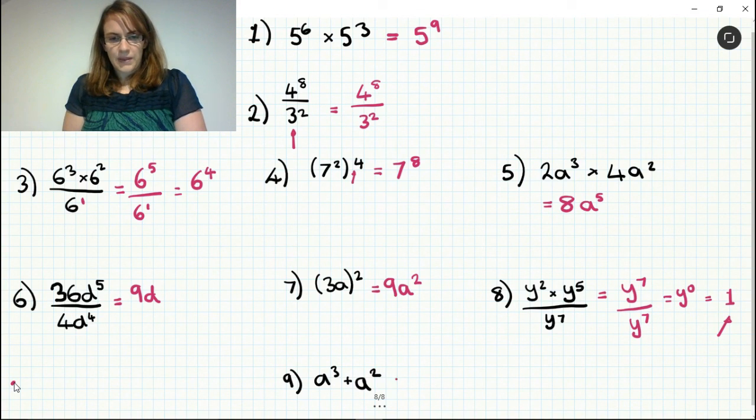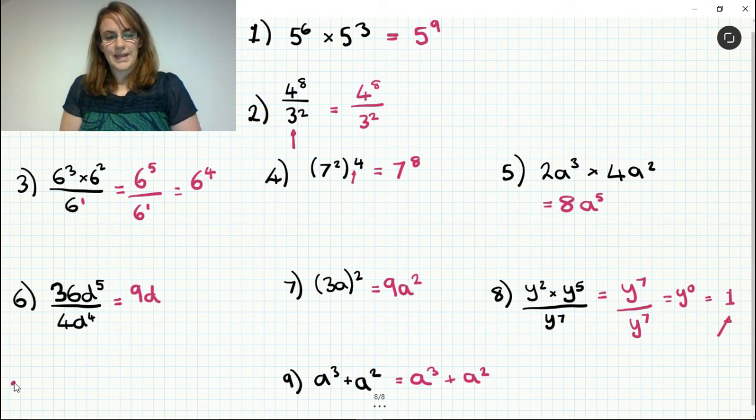Number 9 then, I put that just to test you a little bit. We are adding here, so we are using a 3 times in a multiplication, and then adding it to a twice in a multiplication. So because it is adding and not multiplying, we cannot simplify it. It is a used 3 times added to a used 2 times. So our indices laws, you cannot combine it if it is a plus or a minus. They only work if you are multiplying or dividing. And because a cubed is different to a squared, you cannot simplify it. So that is just a cubed plus a squared.